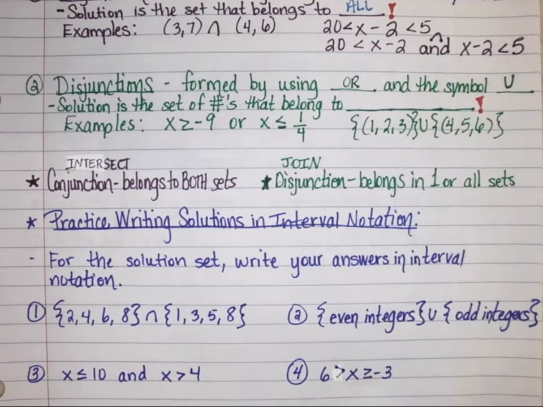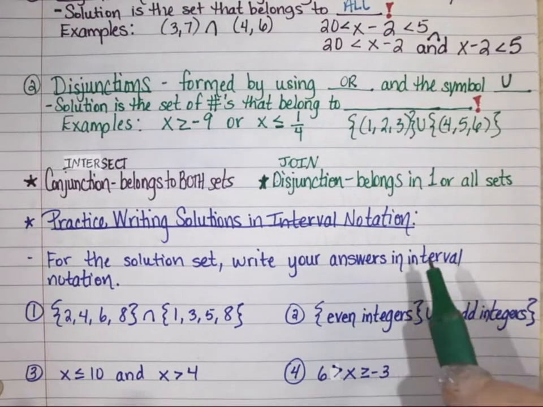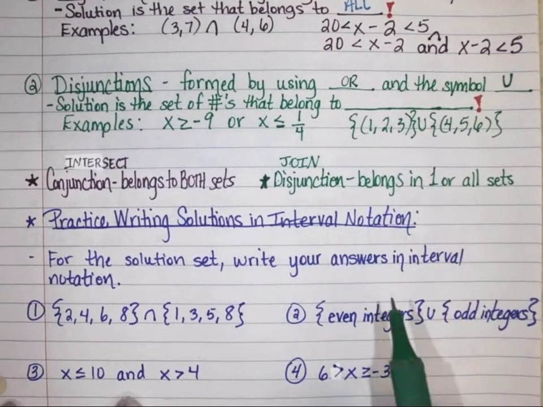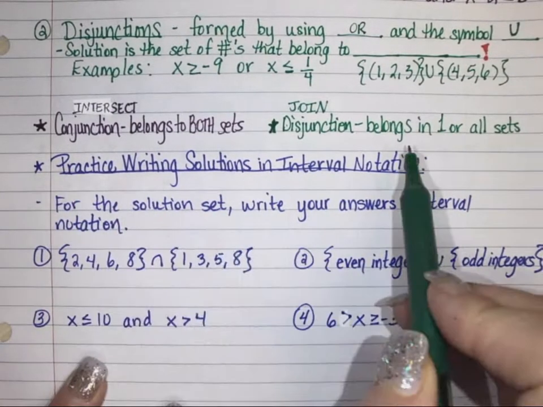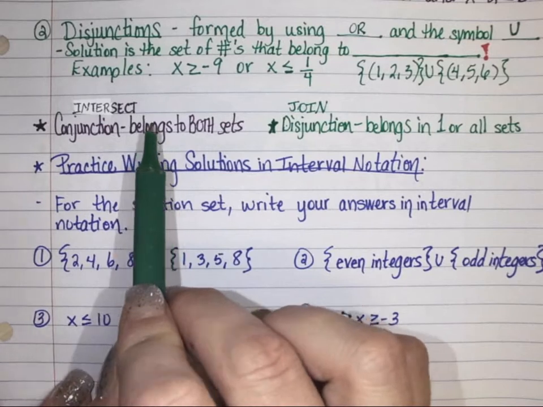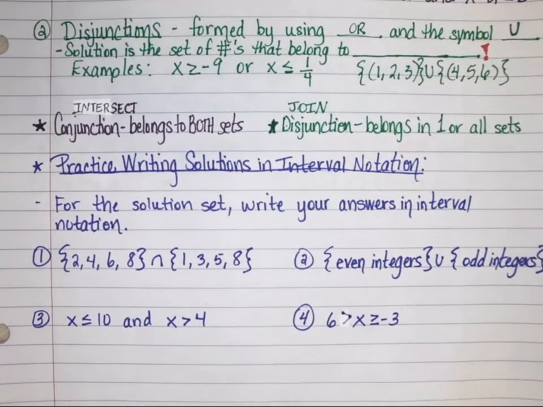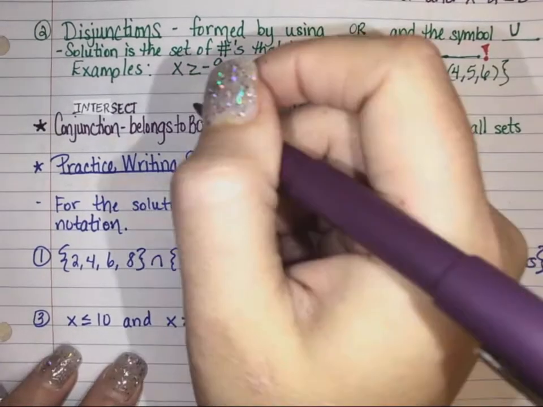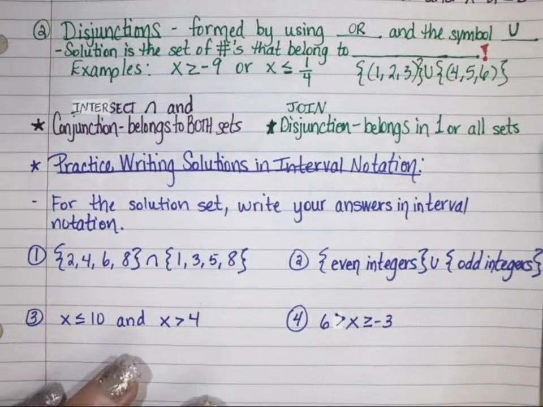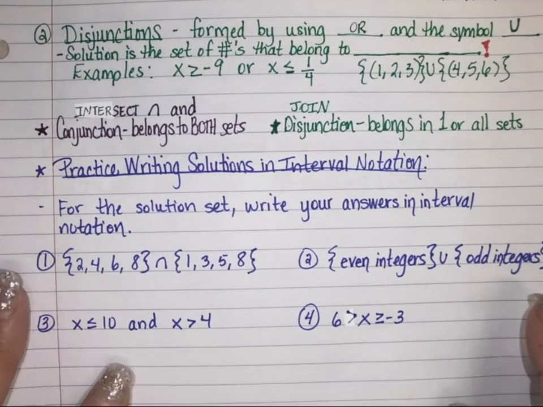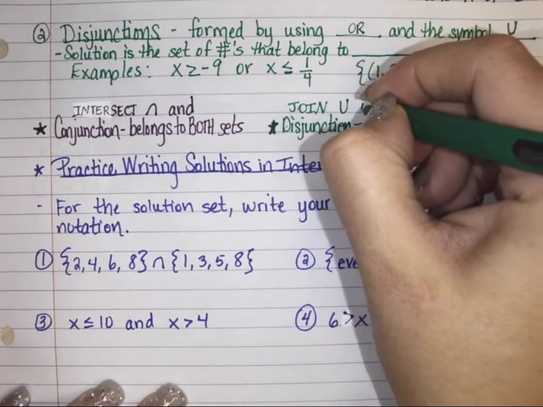U for union, or that means the same thing. So when we see this, we're going to join our solutions. I wrote that down again so you'd remember it. Intersect is when you find out where both solutions intersect. When you see this, and, you find out where both solutions overlap, or you join all solutions if you see this, or.